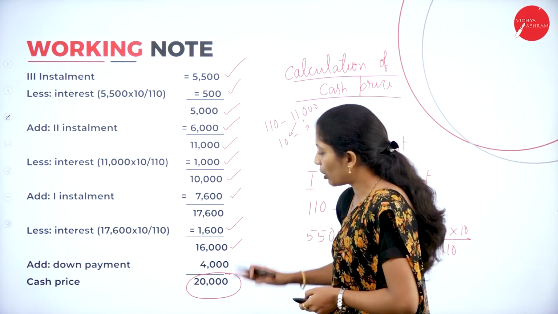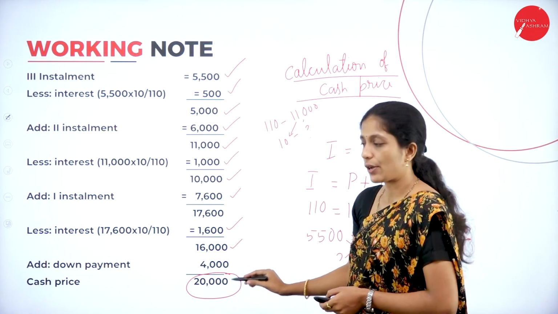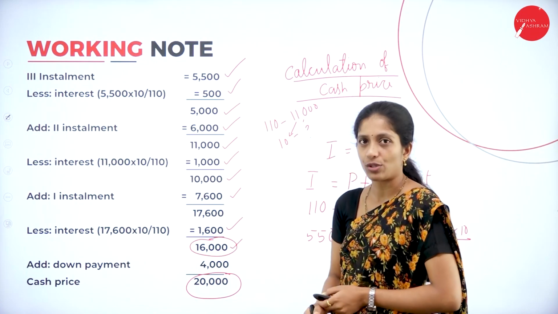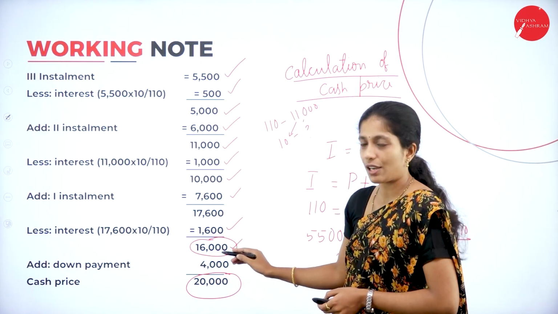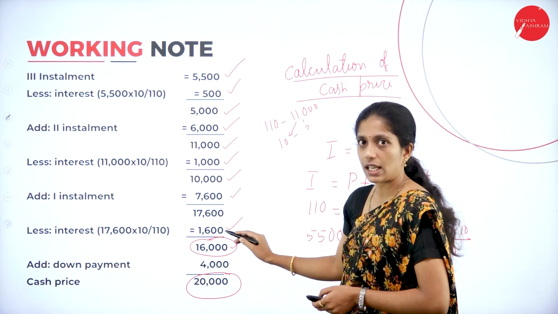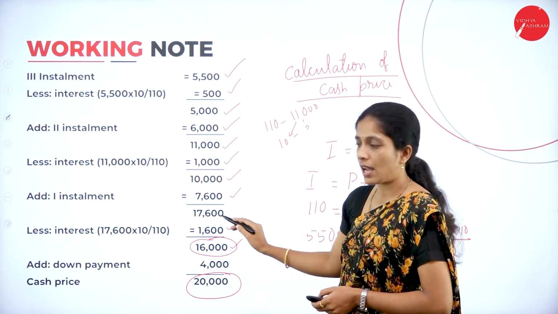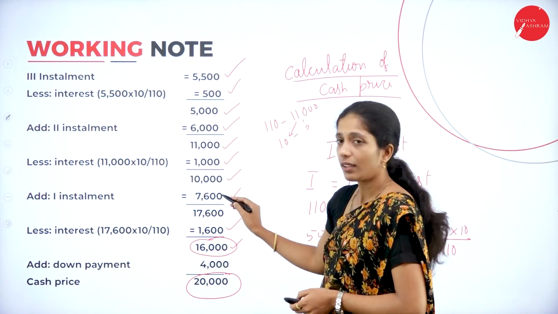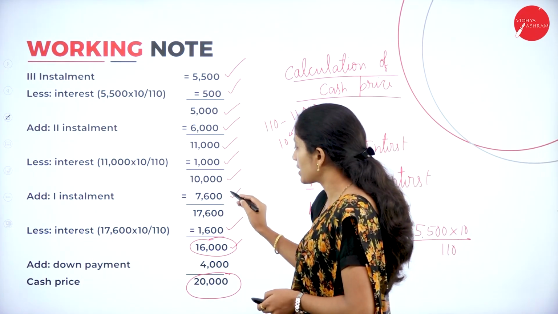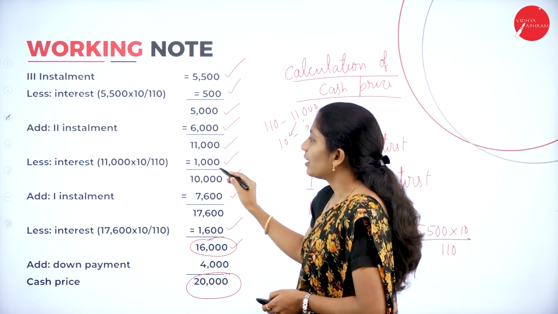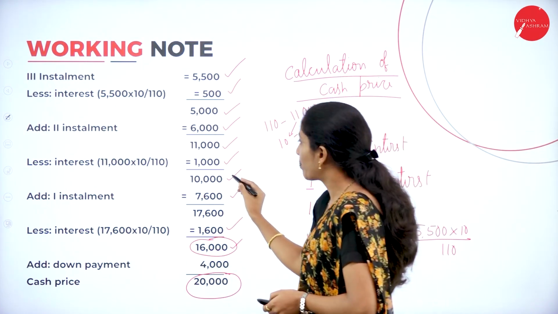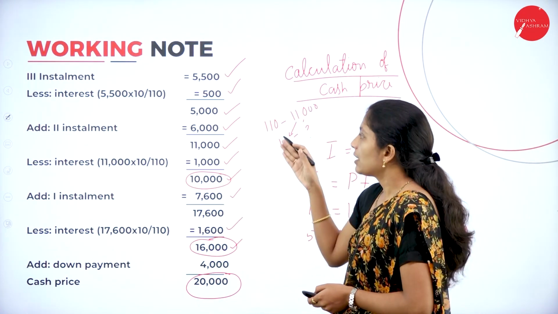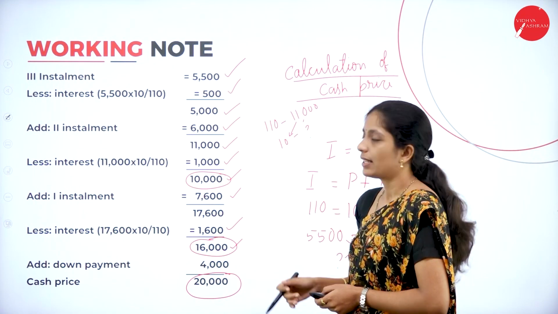If you go in reverse, the cash price is 20,000 less the down payment, so the amount payable is 16,000. Among this amount, 1,600 is the first year interest and this installment is 17,600. Next, the second year installment is 7,600. Next, you will get the 10,000 to be paid, so the interest you have to pay is 1,000, and the total amount to be paid is 11,000.